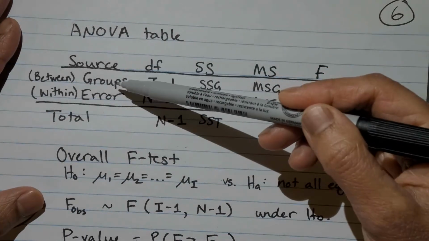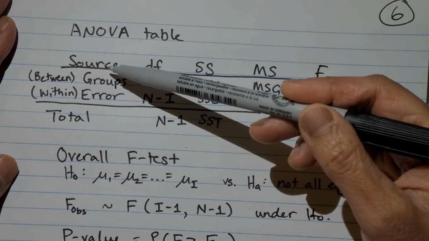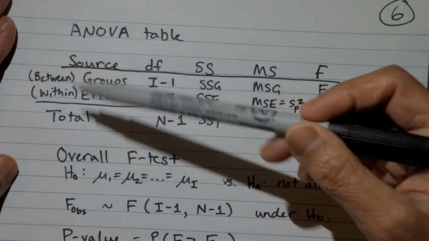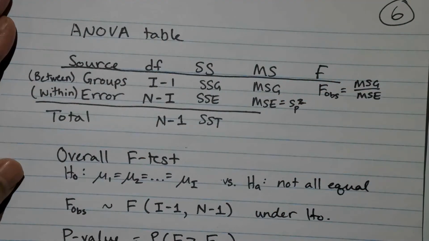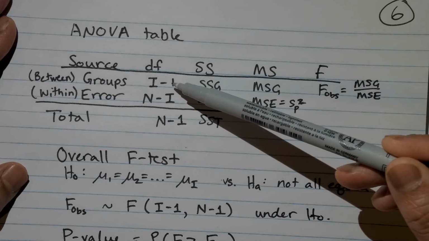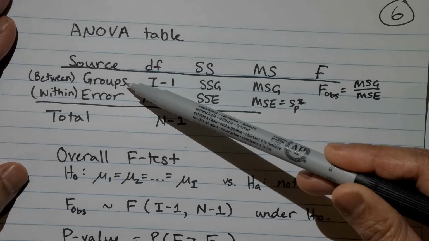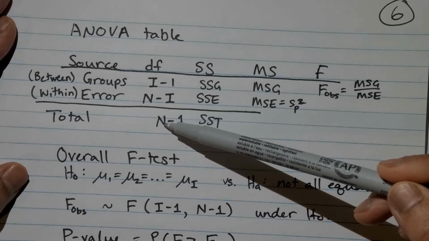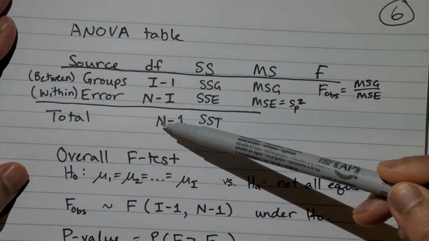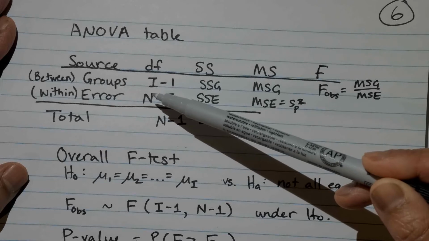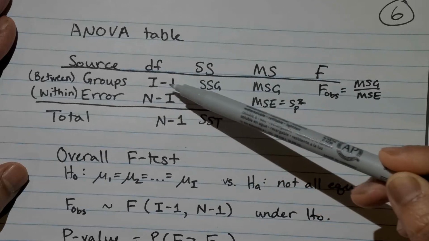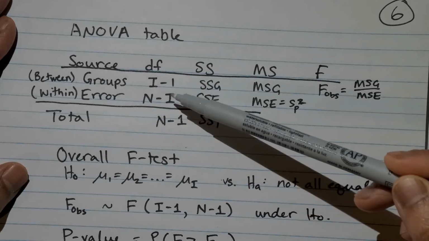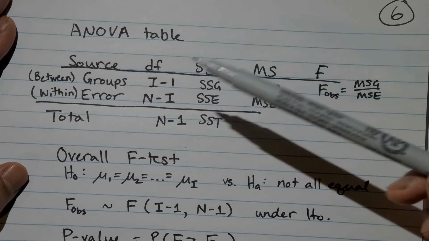We have our groups as one of the sources and the errors. So these are the between and within respectively. Our degrees of freedom are I minus 1 when there are capital I groups. There are total N minus 1 degrees of freedom. And so for error, by subtraction, we can find that there's capital N minus capital I degrees of freedom.